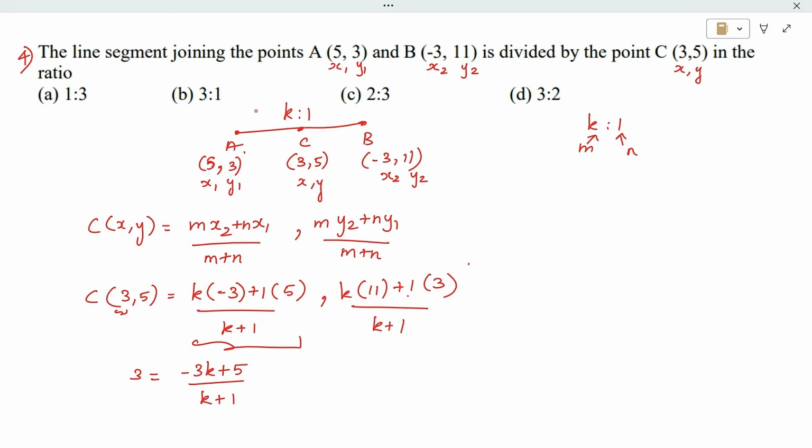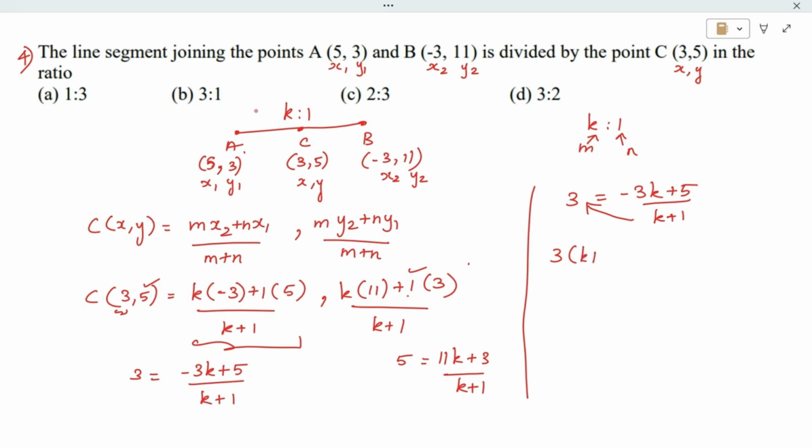Similarly, y coordinate with y coordinate. So 5 is equal to (11k + 3) by (k + 1). So I can take any one of the equations and solve it. I am taking 3 is equal to (-3k + 5) by (k + 1). So I am transposing to the other side. I will get 3 times (k + 1) is equal to -3k + 5.